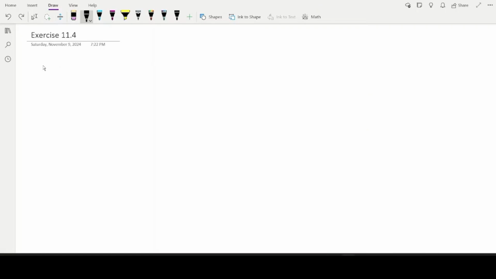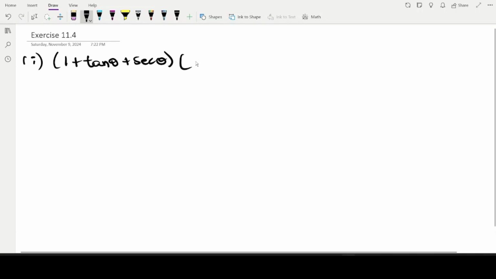Now let us start the next exercise, the final exercise of trigonometry, which is exercise 11.4. Here is the first question. Evaluate the following. First section, first one. Here is the question: (1 plus tan theta plus secant theta) into (1 plus cot theta minus cosecant theta).